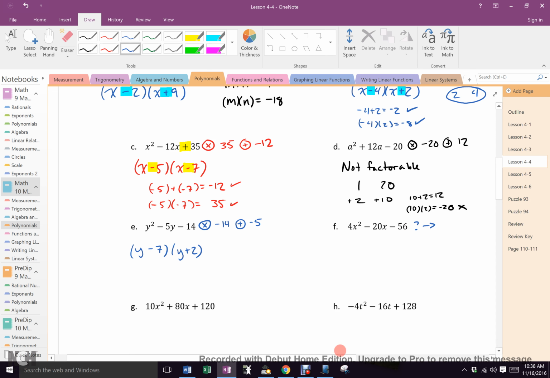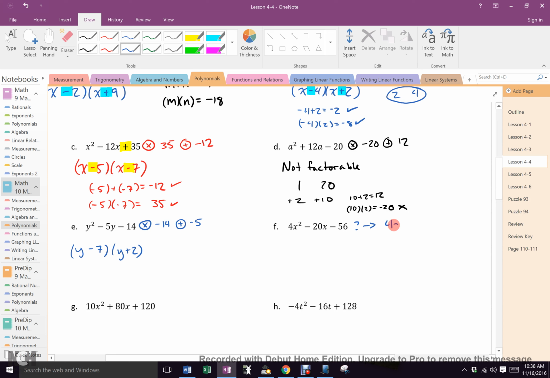What don't I like? 4x squared. What? Myers, you haven't taught us what to do when there's a number in front. No, I haven't. But have I taught you how to get rid of numbers in front? I have, because what's the first kind of factoring you're supposed to try? GCF. So, if I wanted to get rid of that 4, I would have to divide by 4, yes? Does 4 go into everything? So I write it out as 4 times x squared minus 5x minus 14. Yes?